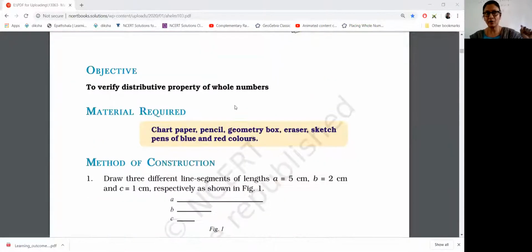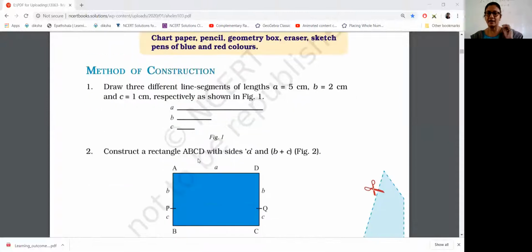Now listen carefully what you have to do. Once again on the board also I will explain. This activity will not be repeated again. So listen carefully. To verify the distributive property of whole numbers, what you want is a color sheet, a white sheet, scissors and glue.